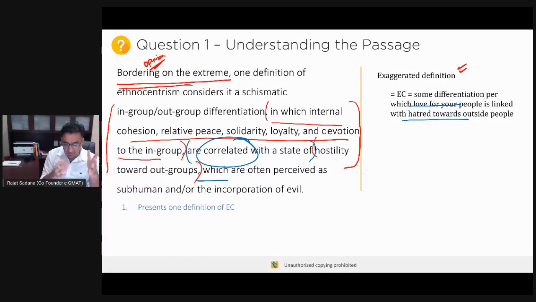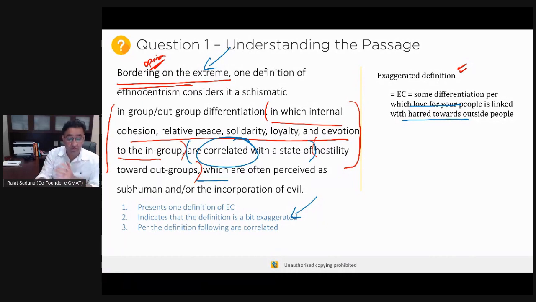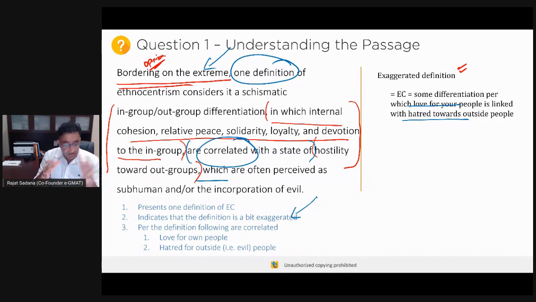If you were to take notes for this single line, the author presents one definition of EC. He indicates that the definition is a bit exaggerated. That's an inference you can draw. You can also infer that there could be more definitions, because it says one definition. And per this definition, two things are correlated: love for your own people, and hatred for outsiders. These are the most exhaustive set of notes you would take. Some of you may need to take all of these, others only a few, but this is what you should have extracted from this.